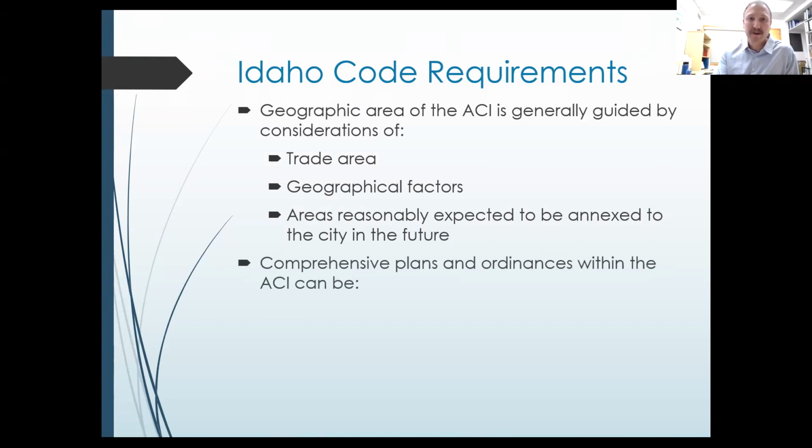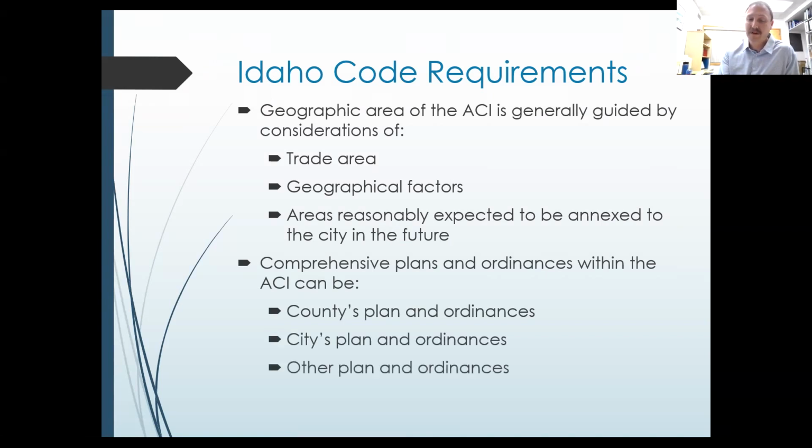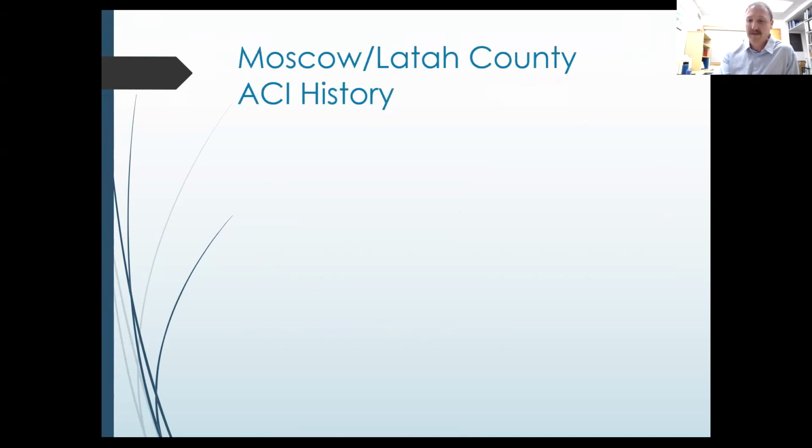Going back to state code, comprehensive plans and ordinances within the area city impact can be either the county's plan and ordinances, city's plan and ordinances, or other plan and ordinances. So it really gives you some options there, but you need to have some type of comp plan and ordinances in place to coincide with state code.